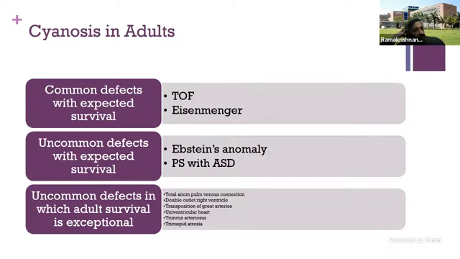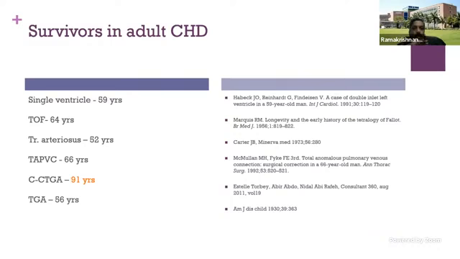PS with ASD, the PS gets progressively tighter and tighter, and generally presentation with symptoms in adulthood is not uncommon. Whereas uncommon defects in which adult survival is exceptional will include TAPVC, DORV, transposition of great vessels, truncus arteriosus, and other forms of univentricular heart, out of which tricuspid atresia will be one of the very common ones. In all high volume centers, you will find unoperated tricuspid atresia with VSD and PS coming in adulthood.